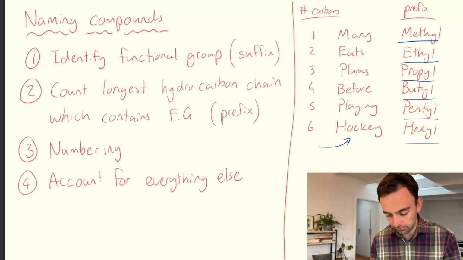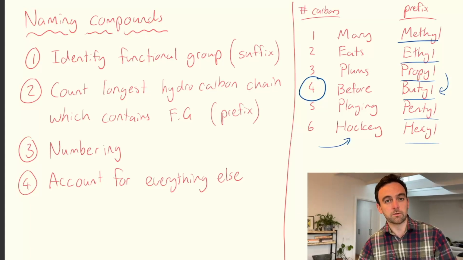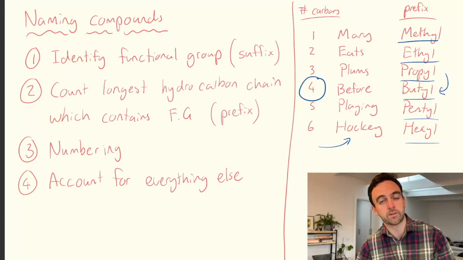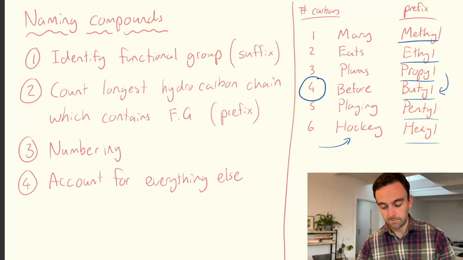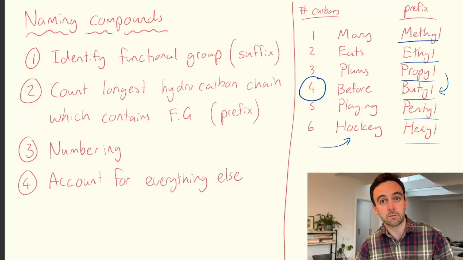So for example, if you have a hydrocarbon of length 4, then that's going to be butyl. So if you identified the functional group as an alcohol and it was 4 carbons in the longest chain, then that will be butanol. And we'll go through some examples of this, but that should hopefully help you get the prefixes as well. And there are some additional steps.